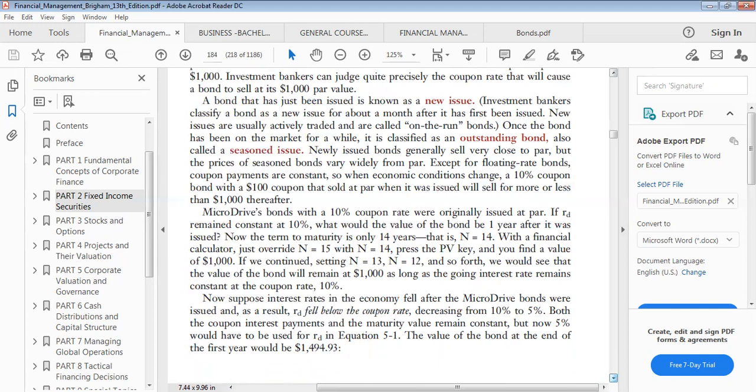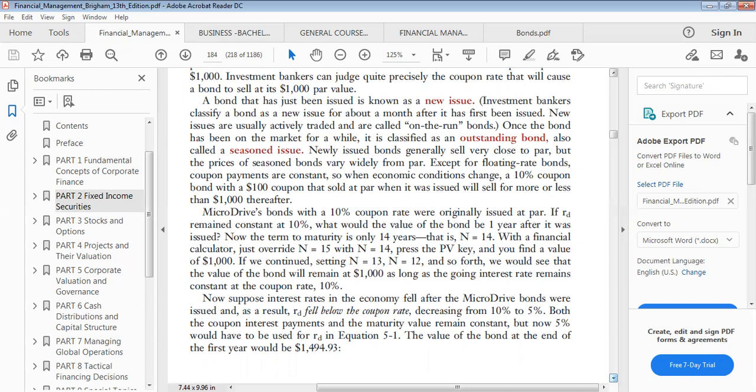Microdrive bonds with a 10% coupon rate were originally issued at par. If rd remained constant at 10%, what would the value of the bond be 1 year after it was issued? The term to maturity is now only 14 years, that is, n equals 14. With a financial calculator, just override n equals 15 with n equals 14. Press the present value key and you will find a value of $1,000.